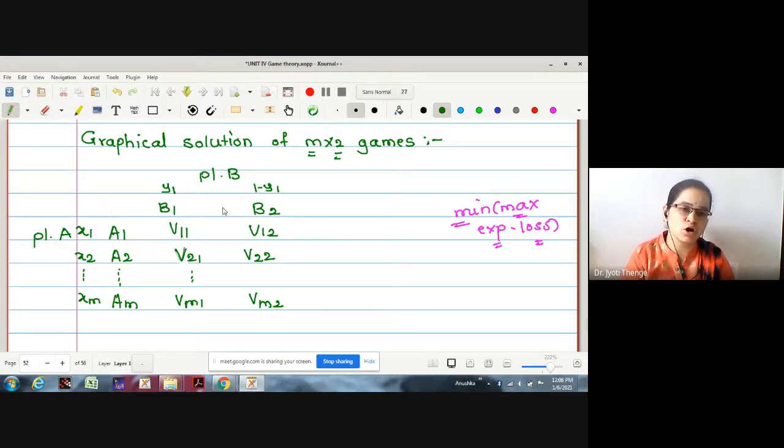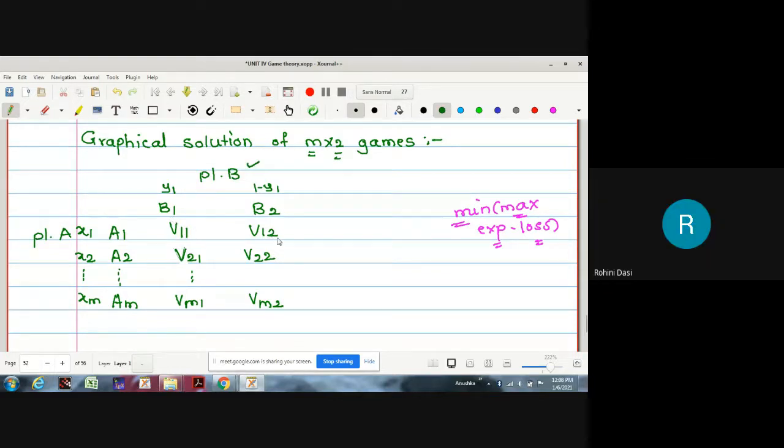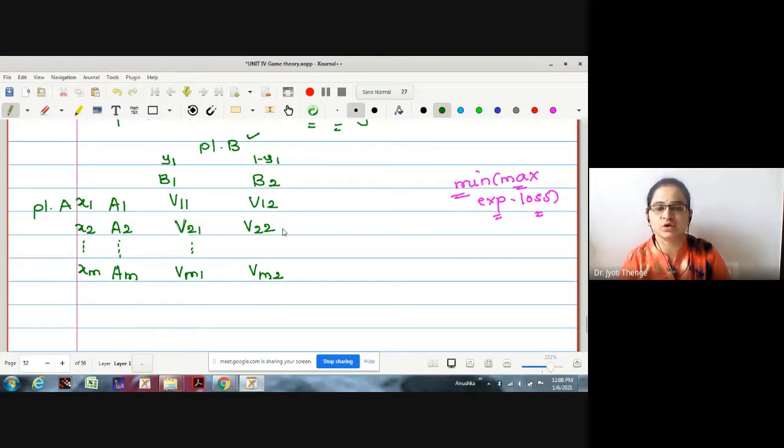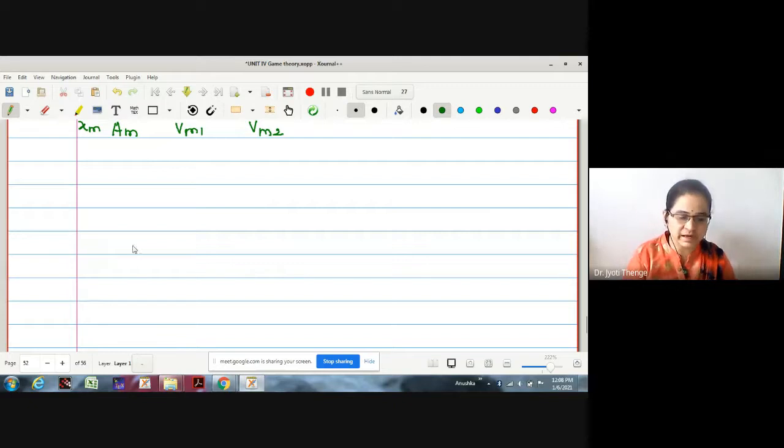What is the expected loss by the player B? V11 Y1 plus V12 into 1 minus Y1. Good. This is V11 Y1 plus V12 into 1 minus Y1, because these two are the probabilities of the activities V1, V2 for the player B. Okay, so let me write it here.